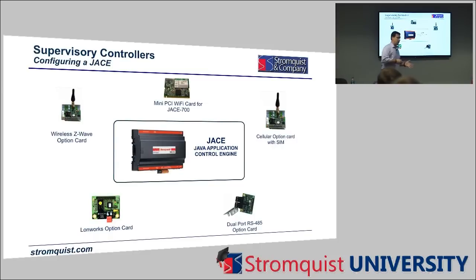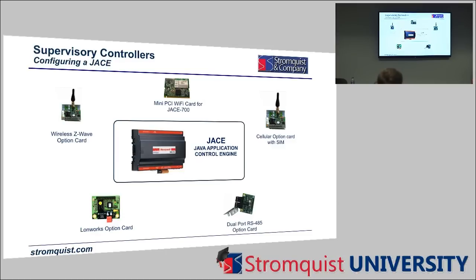You may or may not ever have to do this, but I thought I'd put it there anyway. When you buy a Jace, it's like buying a car. You choose your options afterwards, right? So when I go and buy my Jace, I've got to determine what communication protocols I want to talk to. So if I want to talk to LON, I need that LonWorks option card, which is a physical card that plugs into one of the two COM ports on that Jace, and then I can pull my LON wire in, right?